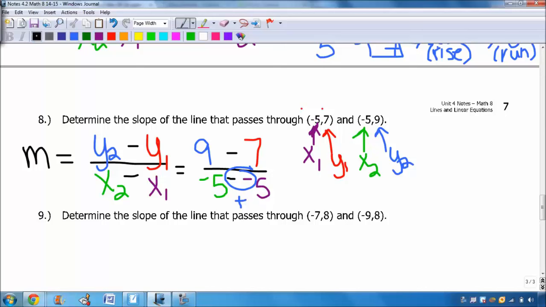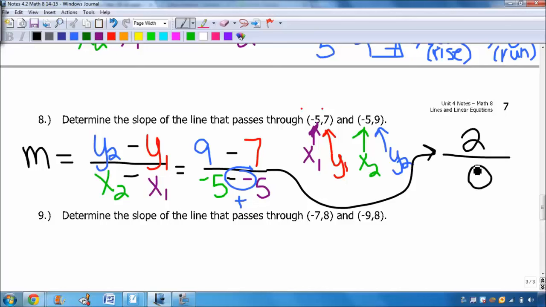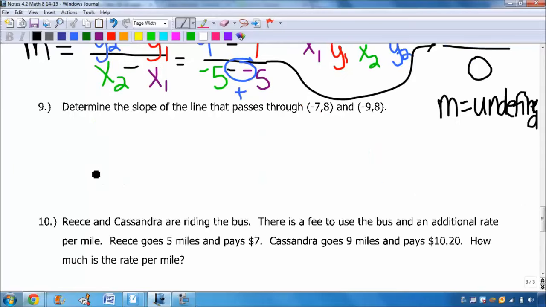So I end up getting, I'm just going to go over here a little bit so I have some room, 9 minus 7 is 2. -5 plus 5 is 0. I'm going to try to divide 2 into 0 equal pieces, which we said is impossible. So that means that my slope will be undefined. Remember, you can never divide a number by 0. All right, let's do one more of these and then we will move on.